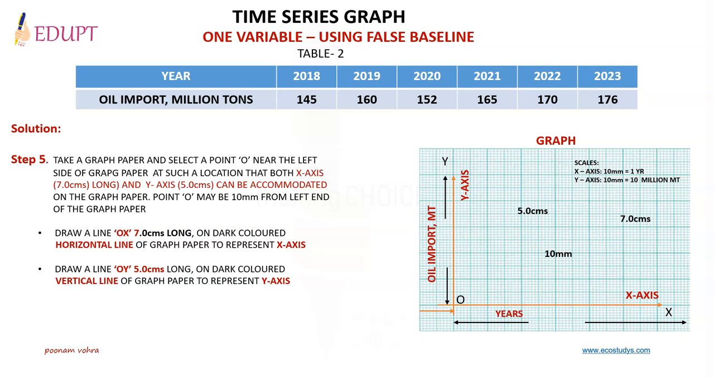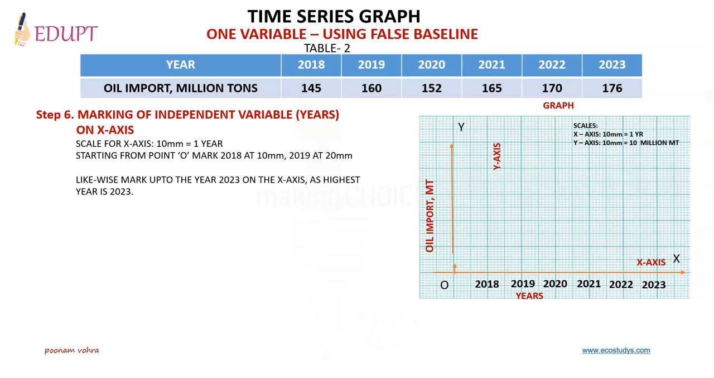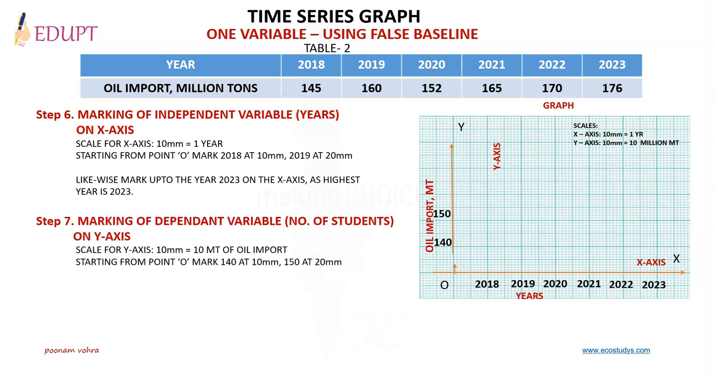Then you need to take a graph paper and draw OX, which is 7 centimeters, draw OY, which is 5 centimeters, and then mark the independent variable, which is years, beginning from 2018, which is at the distance of 10 millimeters, and then 2019, which is at the distance of 20 millimeters, and so on. Mark it till 2023. Similarly, mark dependent variables on y-axis, beginning from 140 million tons at a distance of 10 millimeters, and then 150 million tons at a distance of 20 millimeters, and so on. Mark it till 180 million tons.